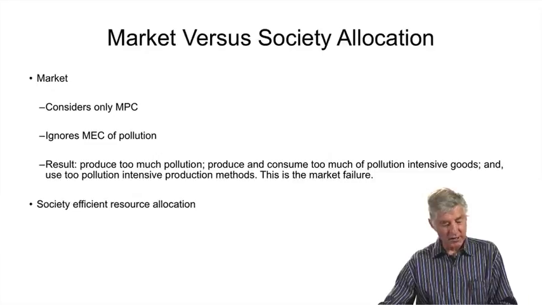So society gives us an efficient resource allocation. It considers the external cost as well as the marginal private cost. So it considers what we call the marginal social cost.